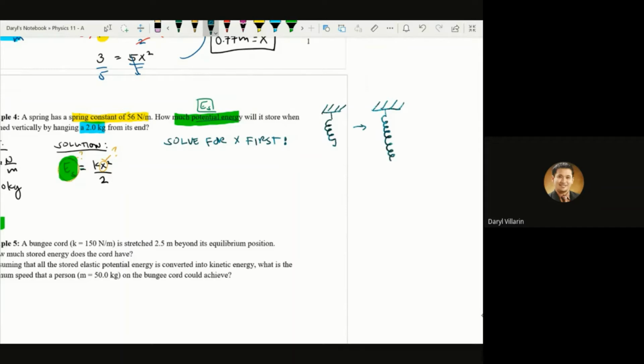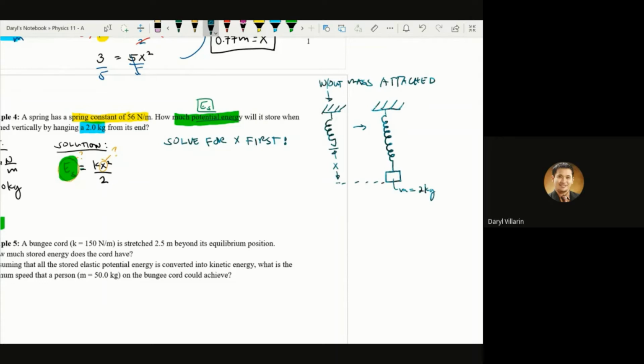So maybe something like that. If you're going to place your object, this is the mass, M equal to 2 kilograms. It will stretch out. The one on the right is without the mass attached. The other one is with a particular mass. So if you're going to read, this would be your X here, the displacement.